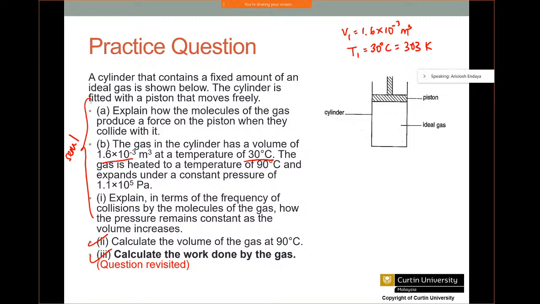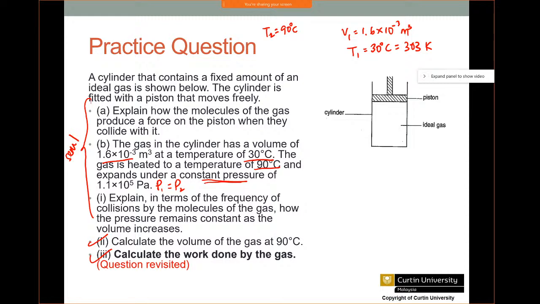So the gas is heated to a temperature. That is your second temperature. So T2 is 90 degrees Celsius, and it expands under a constant pressure. So that will be your P1, and it is also equal to P2. So calculate the volume of the gas at 90 degrees Celsius.